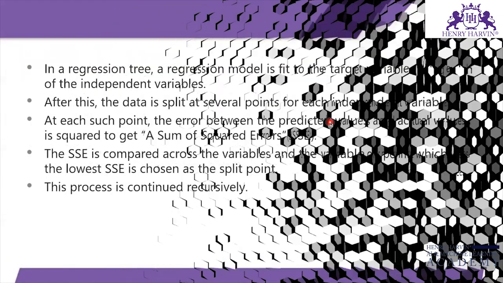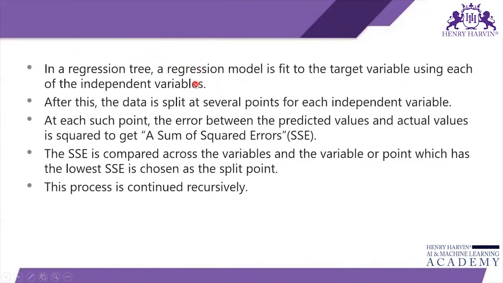Next, in a regression tree, a regression model is fit to the target variable using each of the independent variables. After this, the data is split at several points for each independent variable. At each such point, the error between the predicted values and the actual values is squared to get a sum of squared errors.